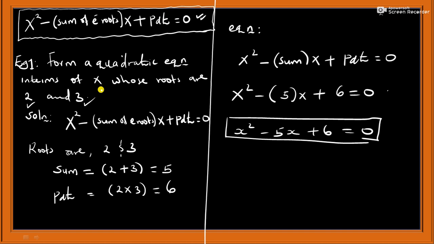So generally, if you're to form any quadratic equation, then you must know the general expression for a quadratic equation, which is given by x squared minus sum of the roots times x plus the product equals what? 0. So if the roots are 2 and 3, then you get the sum of the roots, then you get the product of the roots, then you substitute in the formula. Let's see example number 2.